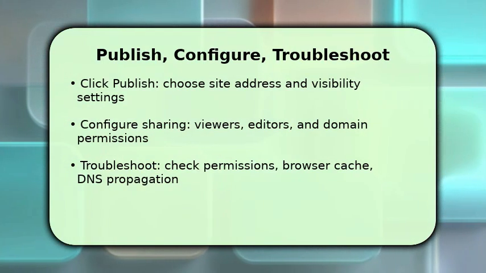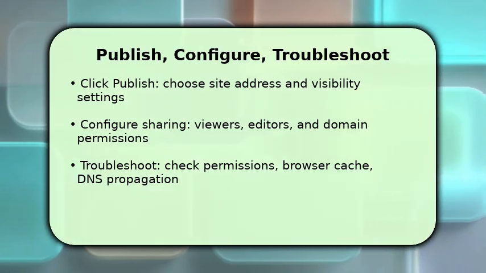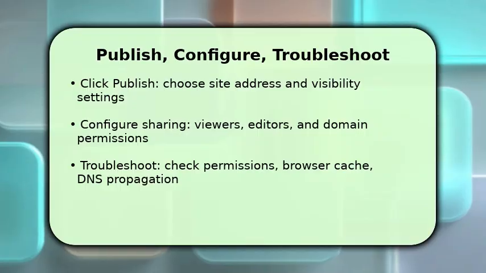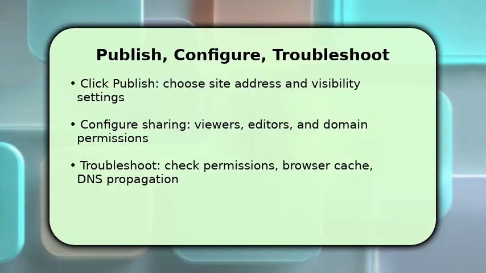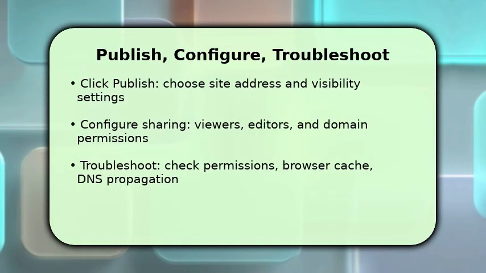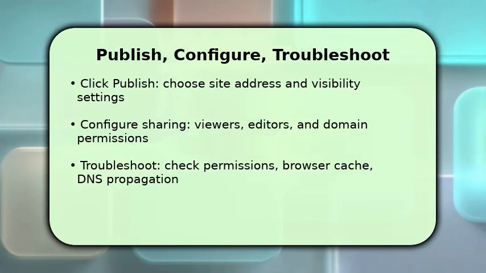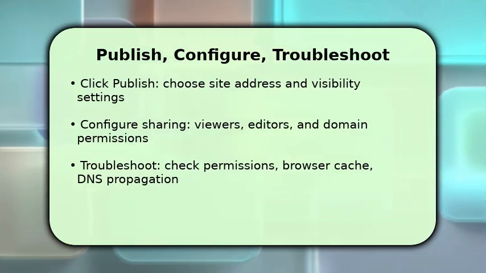Finish by clicking Publish and picking a site address and visibility settings. You can restrict access or make it public. Once published, configure sharing for editors and confirm domain settings if using a custom URL. DNS changes can take up to 48 hours.